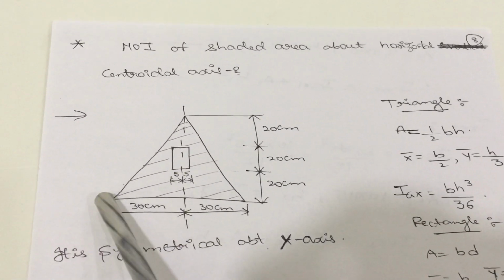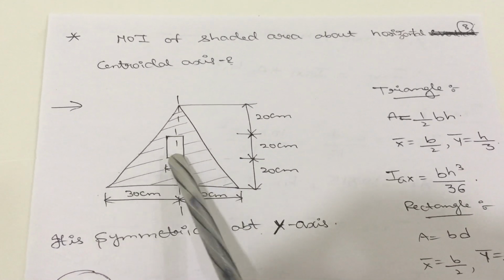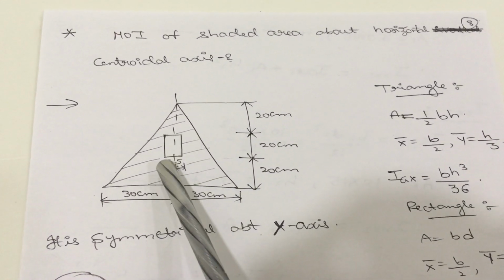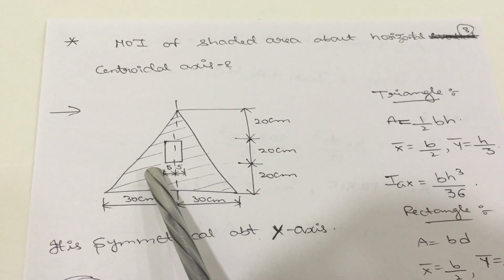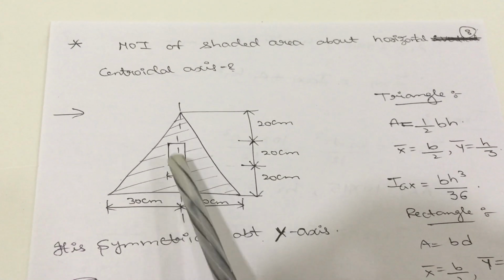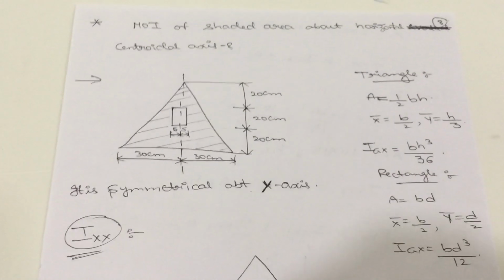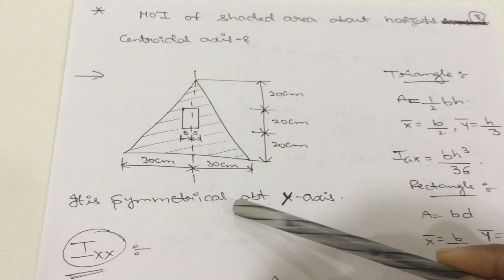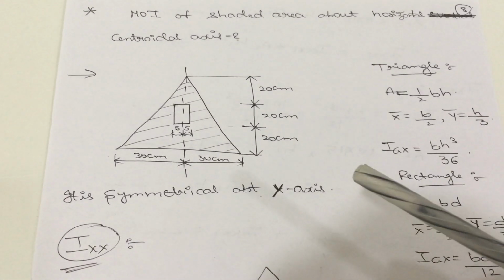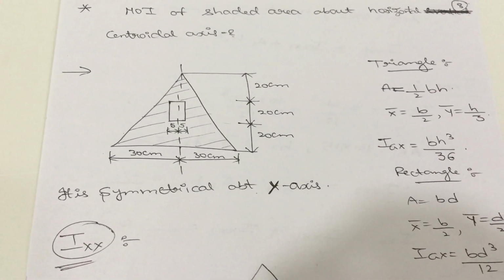Here they are asking to calculate moment of inertia of the shaded area about horizontal centroidal axis. Horizontal is nothing but XX axis only, but for the shaded area. So here first section is a triangular section and the second section, cutout section, is rectangular section. So first section triangular section minus second section rectangular section. If you do the procedure, and one more thing, this complete section is symmetrical about the y axis. So you will have only y bar distance and x bar is equal to 0.